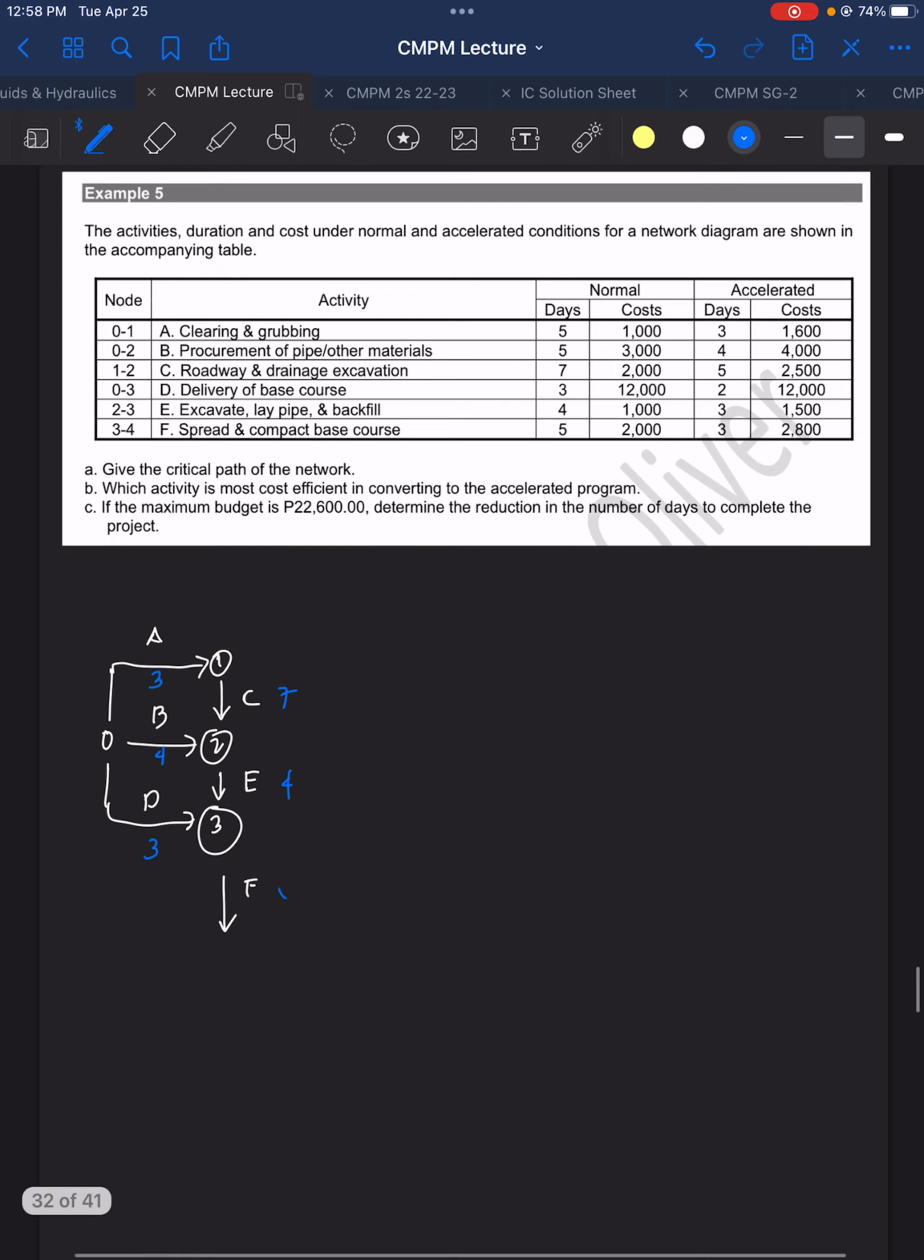F is 5. So which path will take longer, before reaching F or after F? So we have here 3, 7, 4, 5. That would be 10, 19. We have here 4, 4, 5. Okay, so this one here is longer, right? So 0, 1, 2, 3, 4.